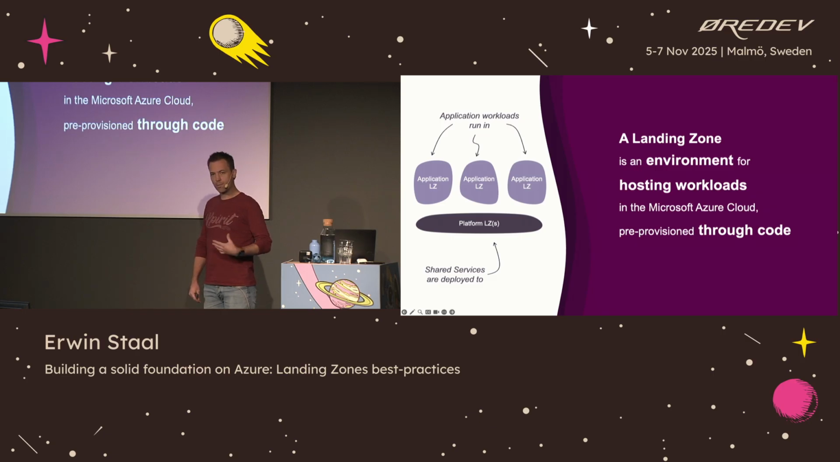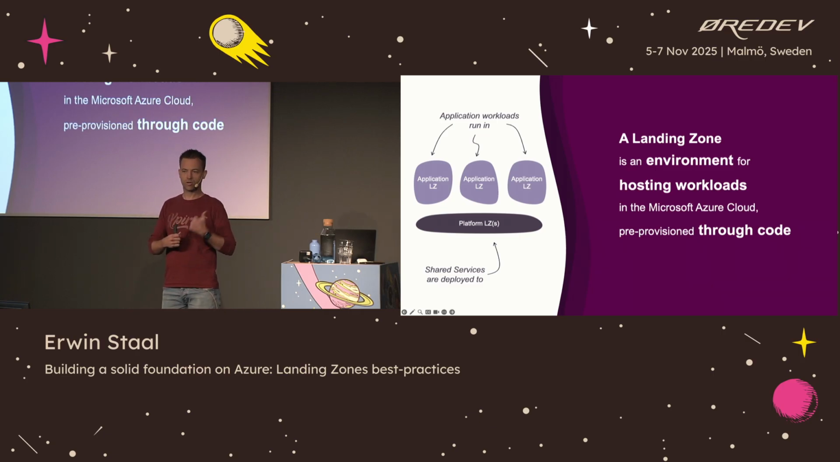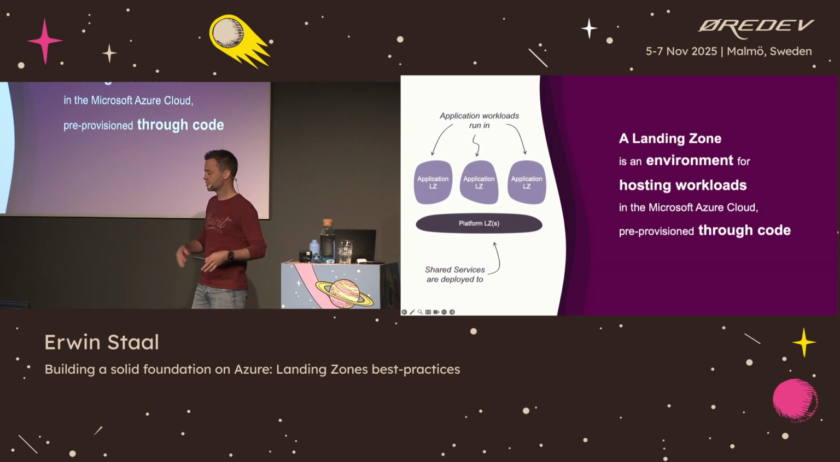But those application landing zones quite often need services to run. They might need connectivity to on-prem, they need connectivity to the internet, they need things like DNS, and they might need a bunch of other shared services. And you quite often find these in what we call the platform landing zones. So platform landing zones are the place where we host shared services, so that the application landing zones don't need to think about those, and they can just start using them.